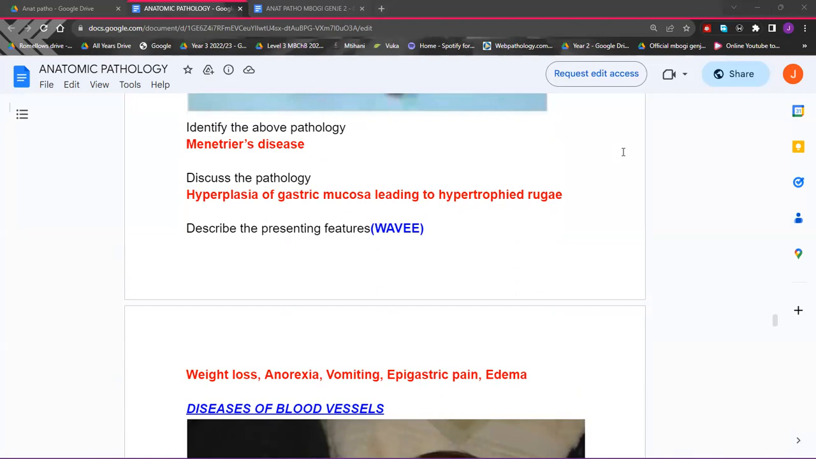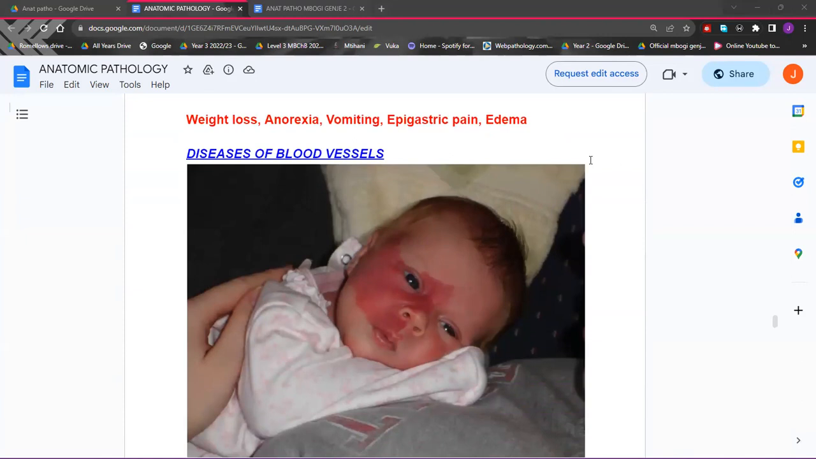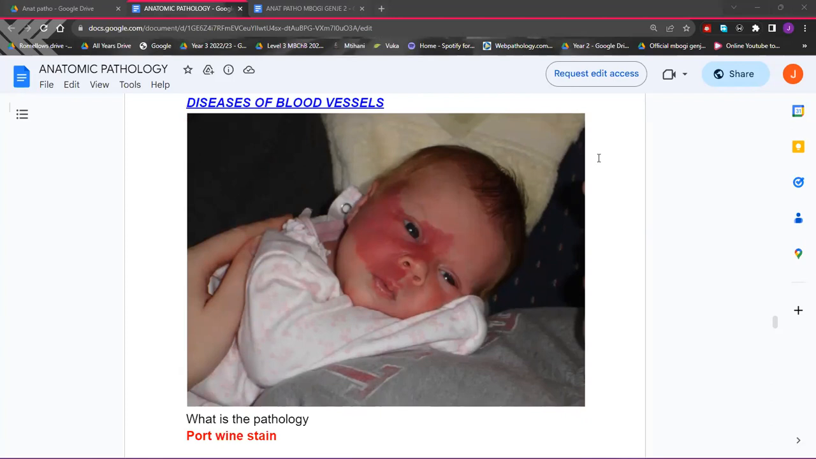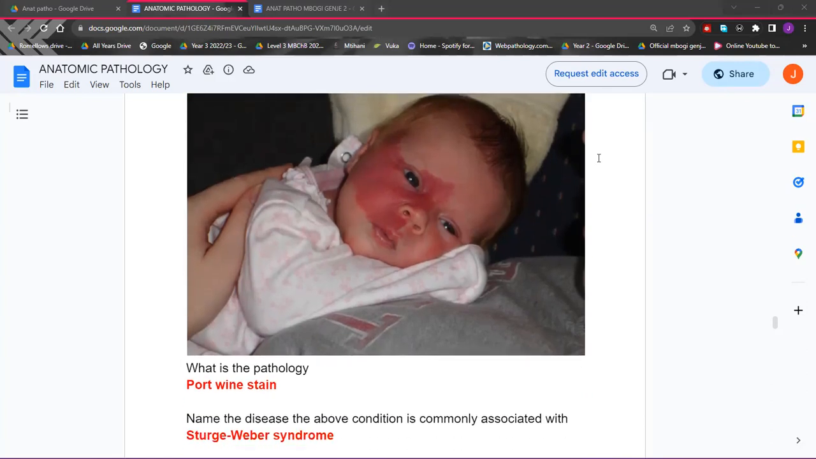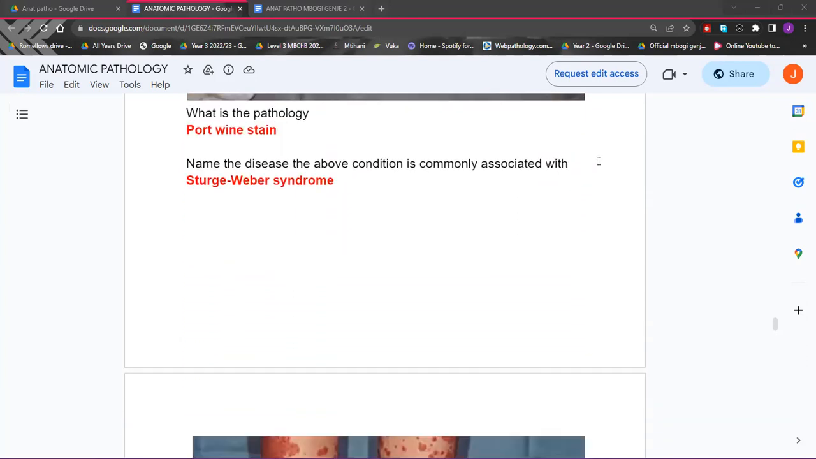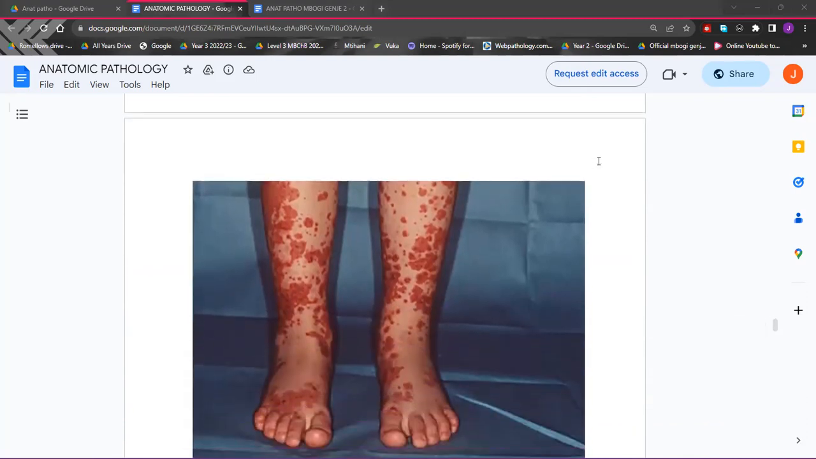This is a child who has a red streak across the face on one side. What's the most likely diagnosis? So I repeat for review: weight loss, anorexia, vomiting, epigastric pain. The correct identification of the pathology is port wine stain. Name the disease the above condition is commonly associated with. That's Sturge-Weber syndrome. We labor too much on that. Maybe we can move to the next one, another vascular disease or blood vessel disease.